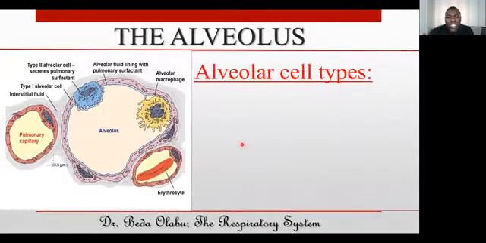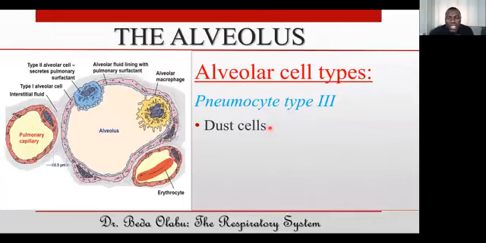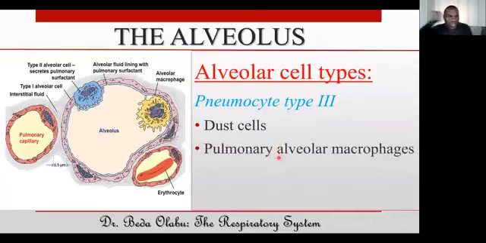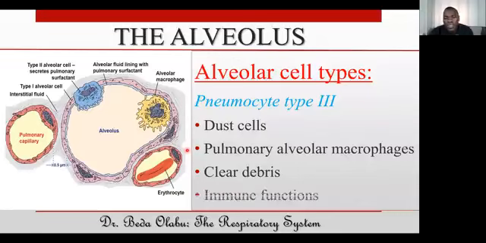Then we have pneumocyte type 3. Pneumocyte type 3 are also called dust cells or pulmonary alveolar macrophages. These cells are responsible for clearing debris. They remove debris from the alveoli. So basically, they perform immune functions. They are antigen-presenting cells within the lungs.